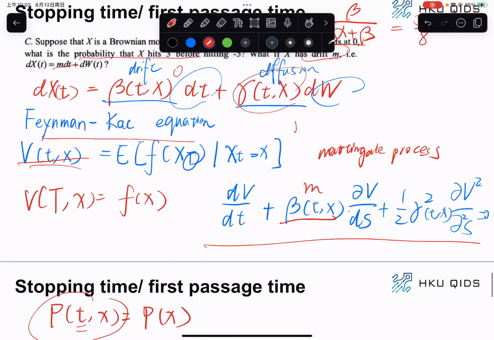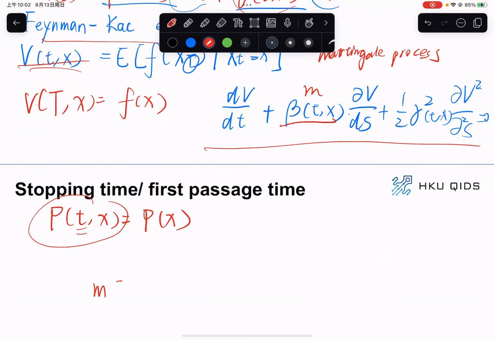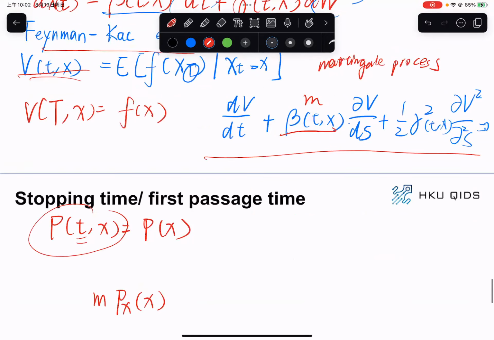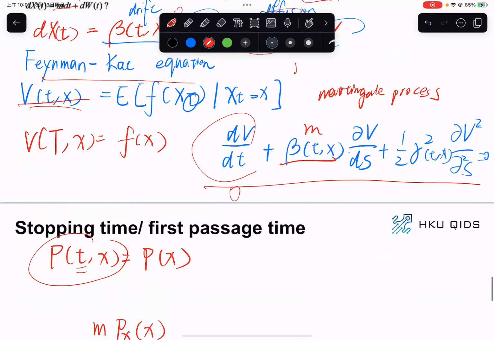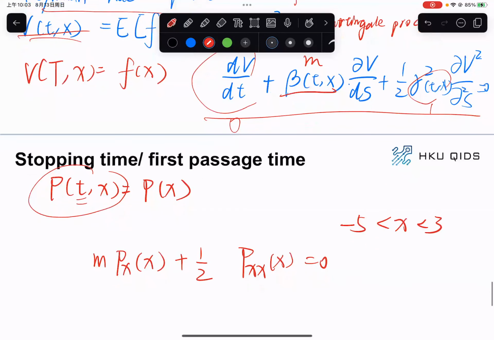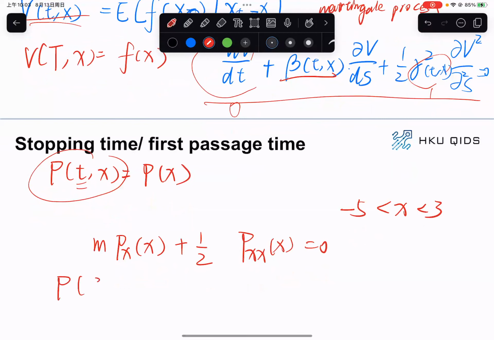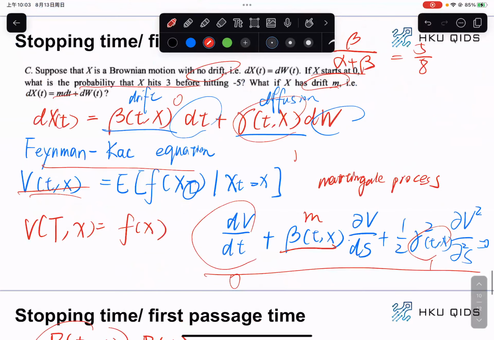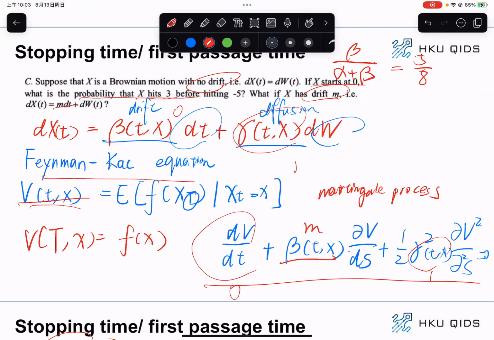So we can simply find this m p_x, and we know it is independent of t, so this part is going to be 0, and plus 1/2, and gamma is just 1, so it is just 1/2 p_xx, which means the second derivative is going to be 0 for -5 < x < 3. We also have a boundary condition where p(3) is going to be 1, and p(-5) is going to be 0, which is the classical way to define that x hits 3 before hitting -5.